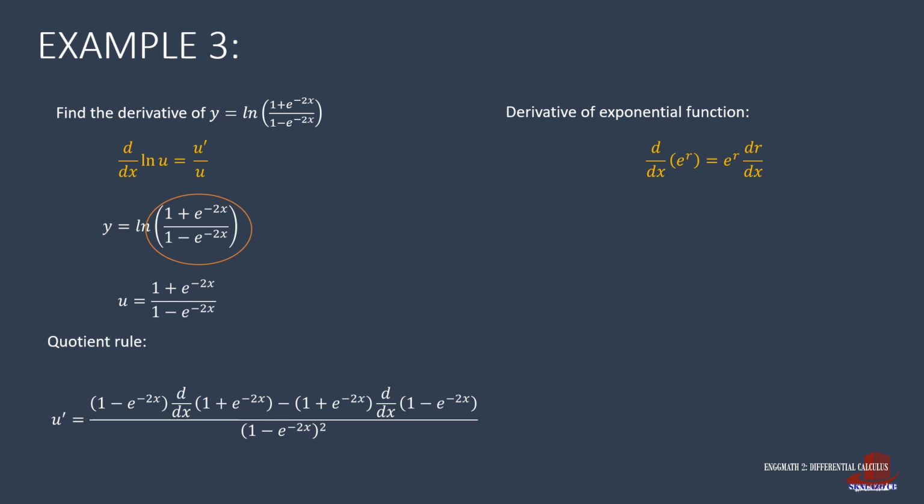The next challenge is to take the derivative of the natural number e with its exponent, and that is through the pattern e raised to r times dr all over dx. In the problem, we take the derivative of e raised to negative 2x as e raised to negative 2x times the derivative of negative 2x with respect to x, and that is simplified as negative 2 times e raised to negative 2x.